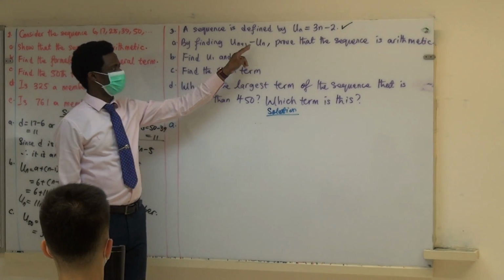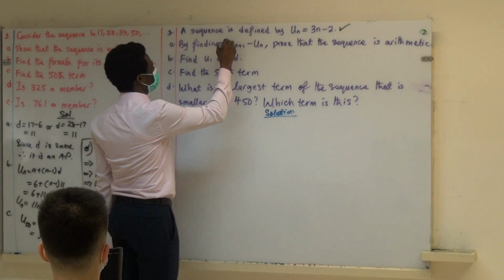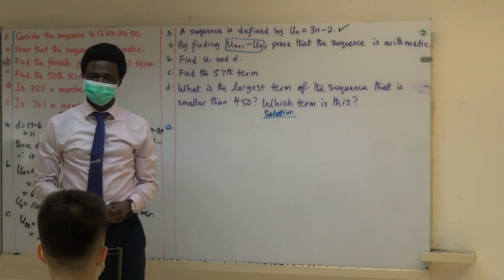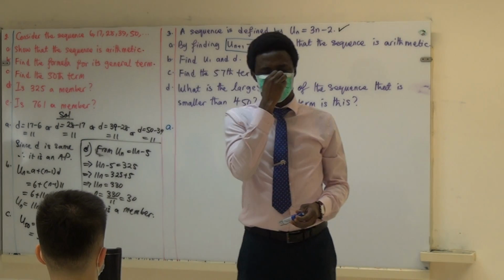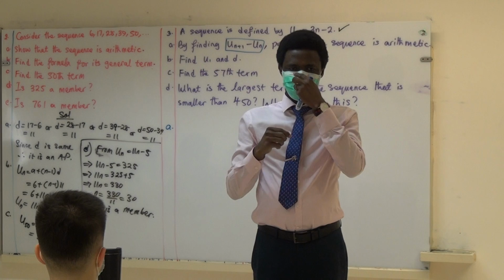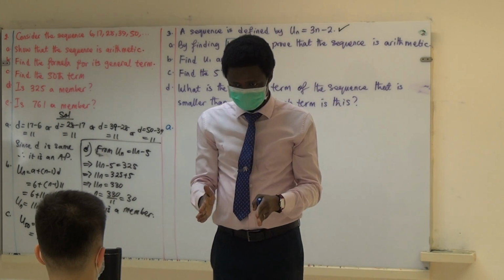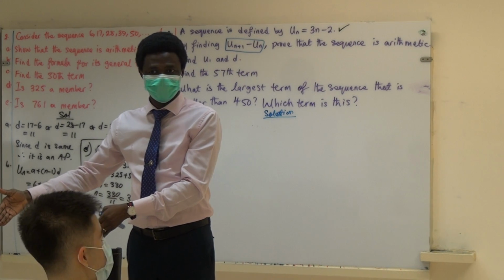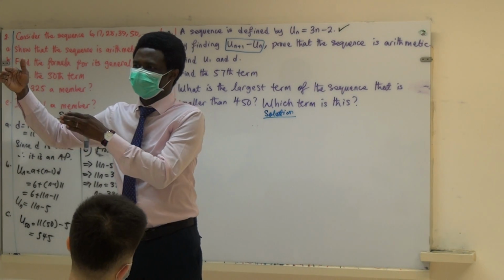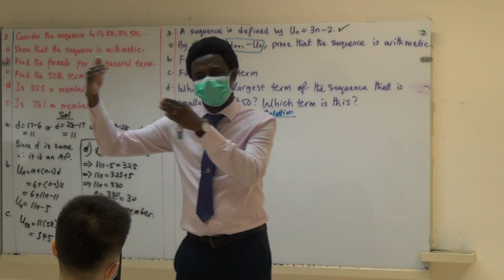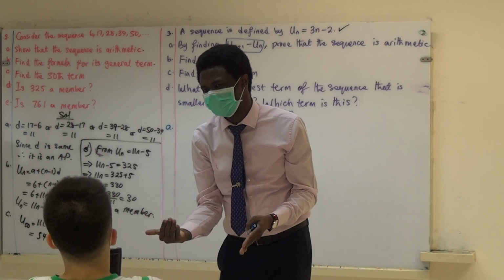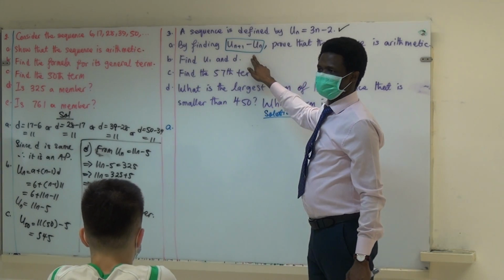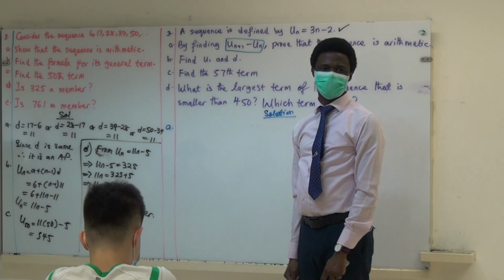Now, the sequence is given by that. By finding this minus this. You see, this is the general way of finding a common difference. Do you agree? u(n+1) minus u(n), where u(n) is the nth term and u(n+1) is the term after it. So when you do the term in front minus the term behind it, what are you trying to calculate? The common difference. That's what it's saying.